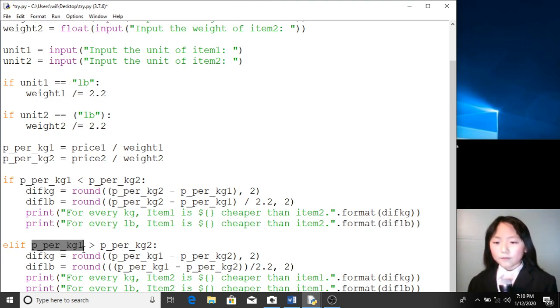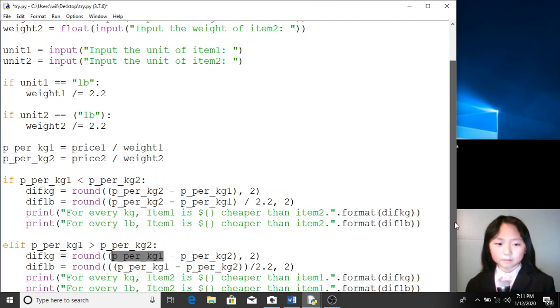Here, if the case is that the price per kilo for item 1 is higher than the price per kilo for item 2, we basically do the same thing, only that we reverse the way we subtract them, so the answer won't be negative. And in the string, we say item 2 is this amount cheaper than item 1.